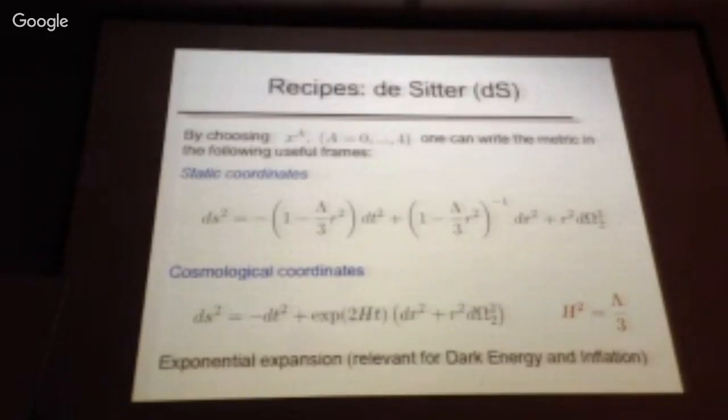I can also change my coordinates and go to what is a cosmological reference frame of de Sitter. And then what I get is the following line element. I don't know if you recognize this from your cosmology course, but this is a Friedmann-Robertson-Walker spacetime, which has a scale factor that grows exponentially. And actually, it grows with the power of the cosmological constant. So this exponential expansion is actually extremely important for the concepts of dark energy and the early phase of the universe called inflation.